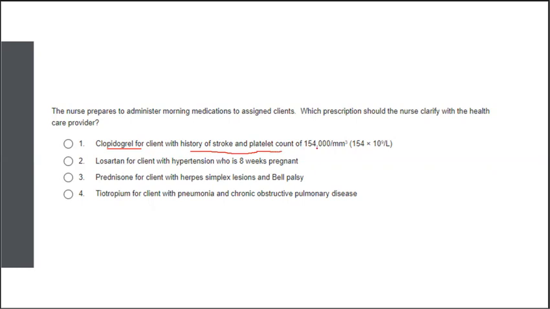Again, your normal platelet count should be between 150,000 to 400,000. So this is still within range. This antiplatelet is working as it should, so we shouldn't be concerned about it. We don't need to clarify this. How about number 2? Losartan, which is your sartan, for a client with hypertension who is 8 weeks pregnant. Remember, we said your Angiotensin II receptor blockers and our ACE inhibitors, they are teratogenic. We said it can cause fetal injury or death, and is contraindicated in pregnancy. So we'll need to clarify this with the healthcare provider.